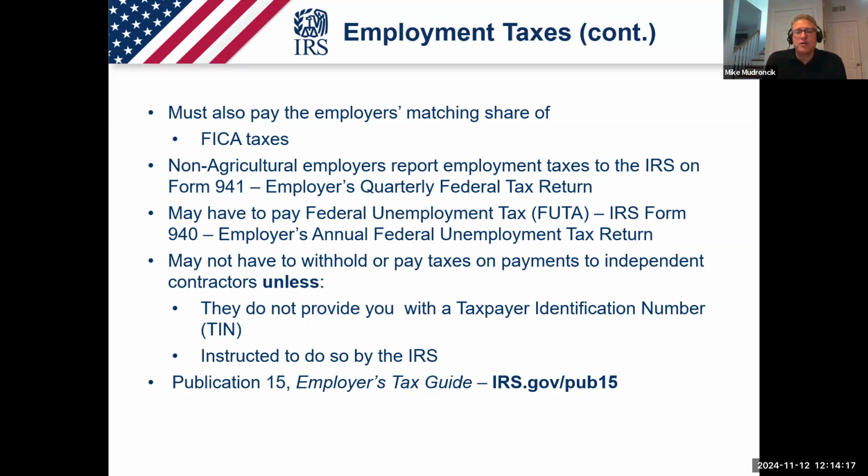If that independent contractor does not provide you with a taxpayer identification number, and that taxpayer identification number can either be a social security number or this individual taxpayer identification number, the ITIN that I mentioned on one of the earlier slides, and that we'll go into in one of the later slides. You also may have to withhold or pay taxes on payments to independent contractors if you're instructed to do so by the IRS.